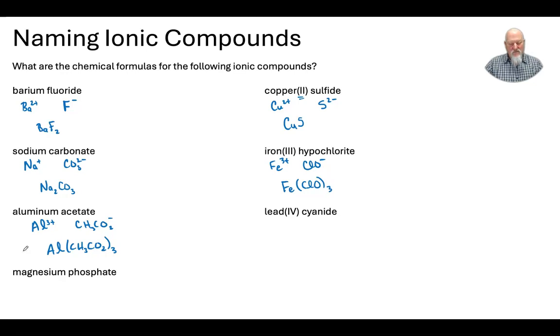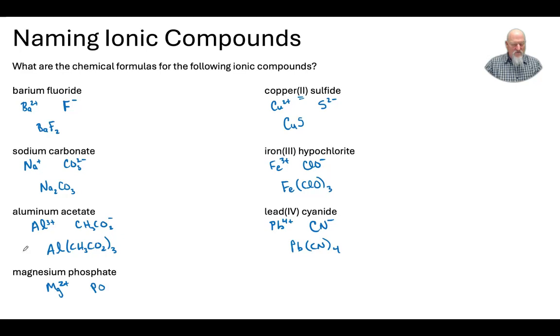Lead(IV) cyanide, remember lead is Pb. That 4 tells me the charge, 4+. Cyanide is CN-. So lead(IV) cyanide, I'm going to need 4 cyanides. So Pb, parenthesis, because I have a polyatomic ion that I need more than 1 of. So Pb, parenthesis, CN, 4 on the outside. Because I need 4 cyanides to get 4 negative charges to balance off the 4 positives from the 1 lead.